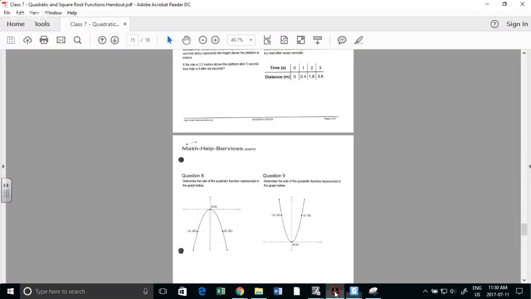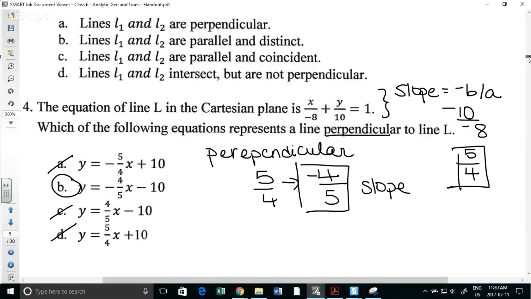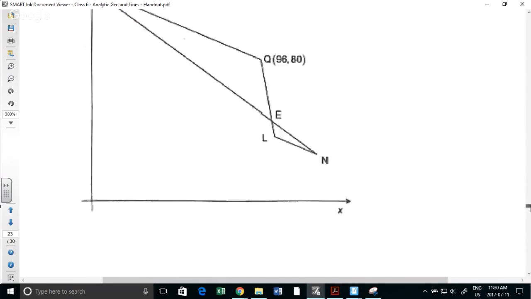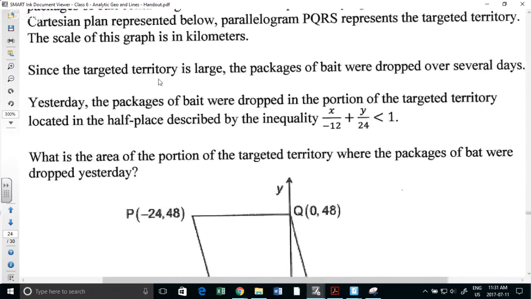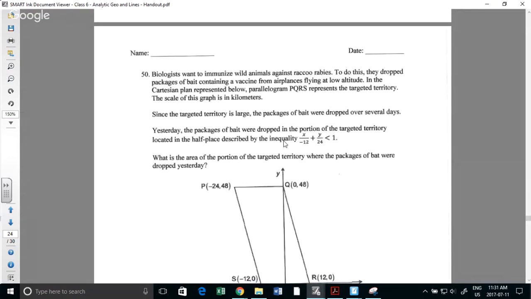The other case scenario would be like this. In a part C question, number 50, it gives you the inequality. If you see the word half plane, you're automatically doing something like this. So either it's going to show you an inequality, or it's going to say half plane and give you the inequality. Okay.